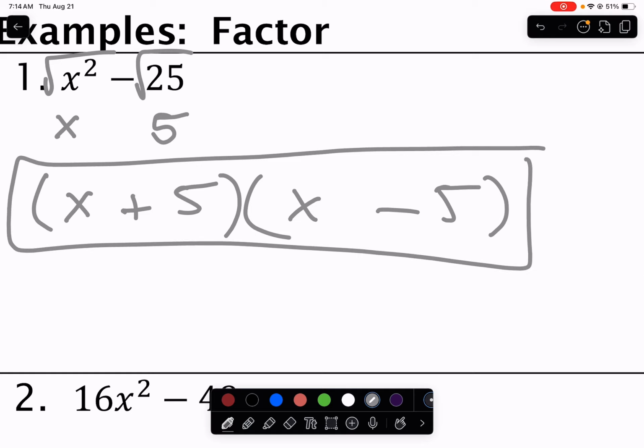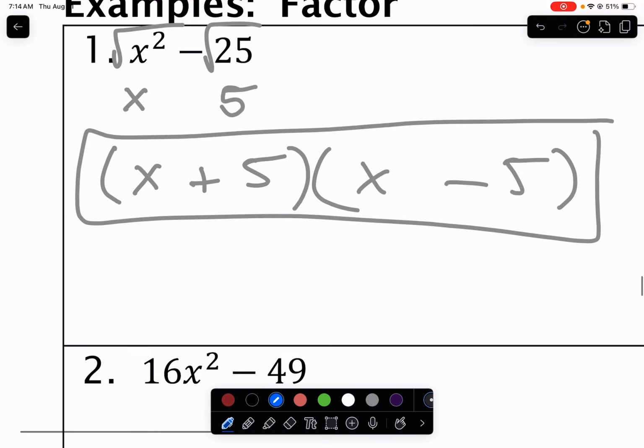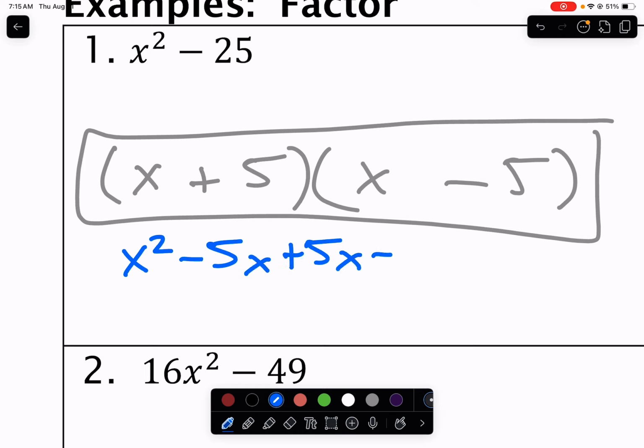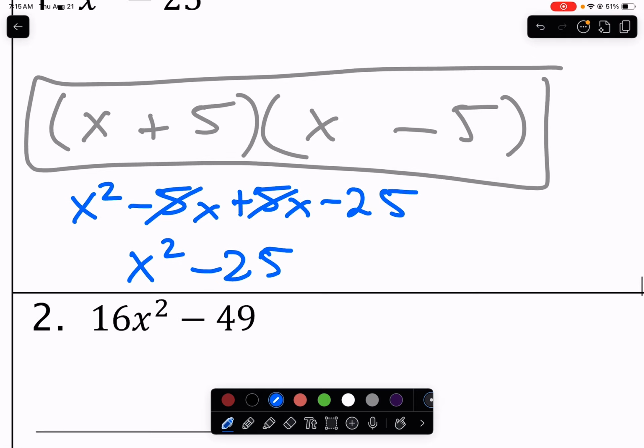All right, now doing this plus minus pattern, what ends up happening is that middle term ends up canceling out, and that's how you end up with 2 terms instead of a trinomial. So I'll go ahead and just multiply this out to show you what happens. We get x squared minus 5x plus 5x minus 25. Well, these guys cancel and you're left with x squared minus 25. So that is how we end up with that middle term dropping out.